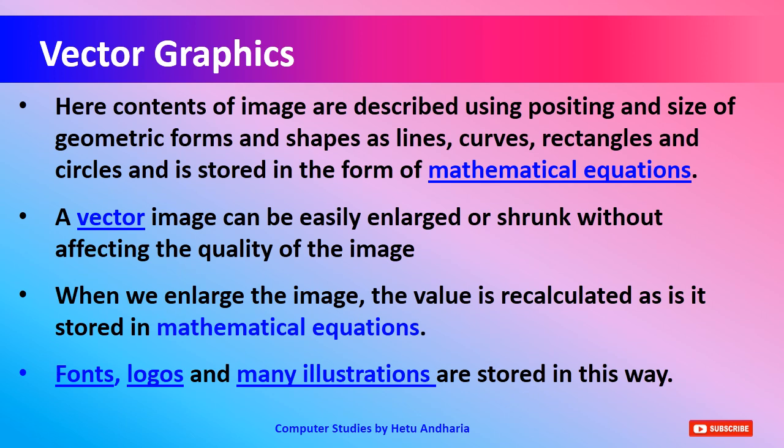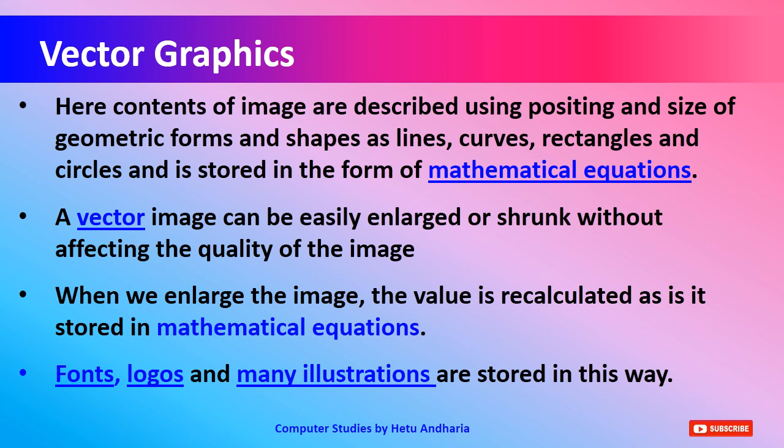Another form of image generated by computers is vector graphics. Here, contents of image are described using positioning and size of geometrical forms and shapes as lines, curves, rectangles, and circles, and is stored in the form of mathematical equations. A vector image can be easily enlarged or shrunk without affecting the quality of the image. So this is the main difference.